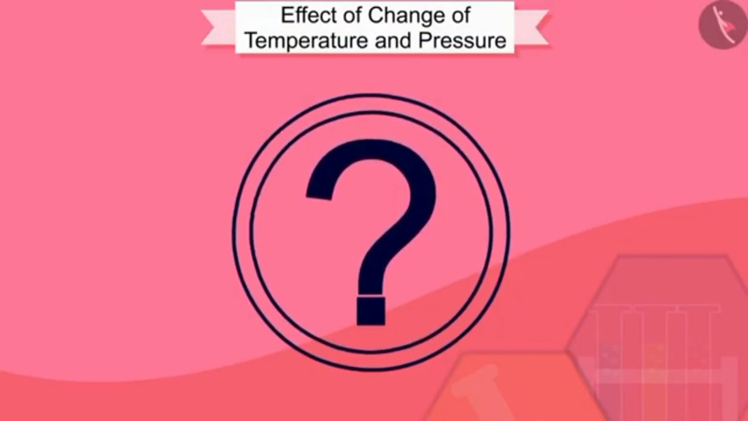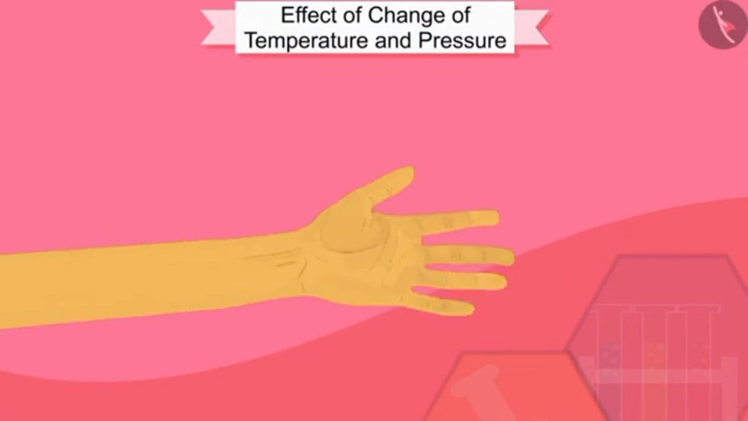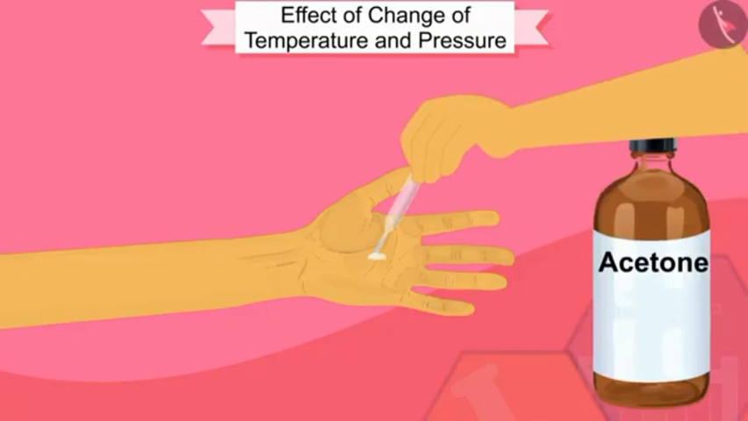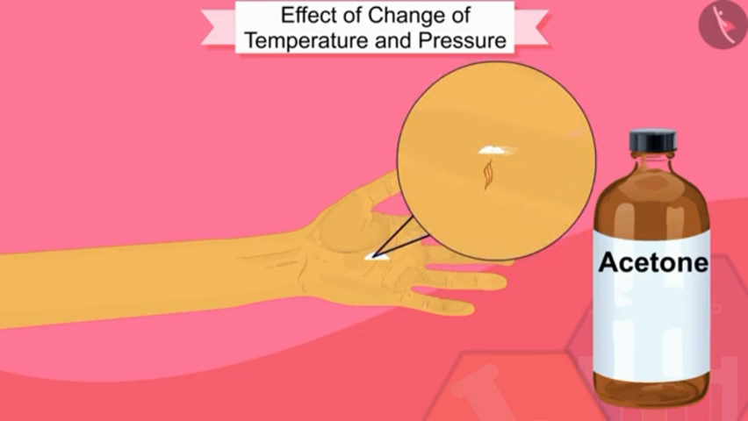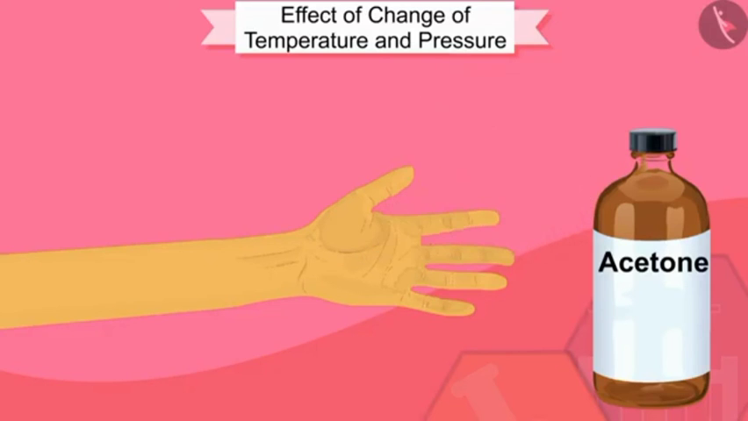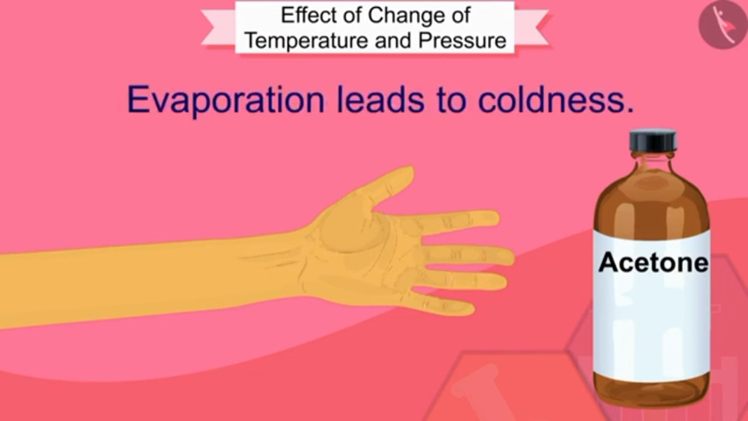Do you know another interesting thing about evaporation? Have you ever poured a few drops of acetone on your palm? You must have felt cold on the palm. It is also caused by evaporation. Acetone particles receive energy from your palm and its surroundings and evaporate, because of which you feel coldness on the palm. In this way, we can see that evaporation leads to coldness. Isn't it fun?